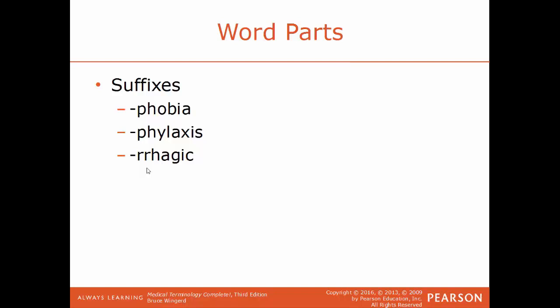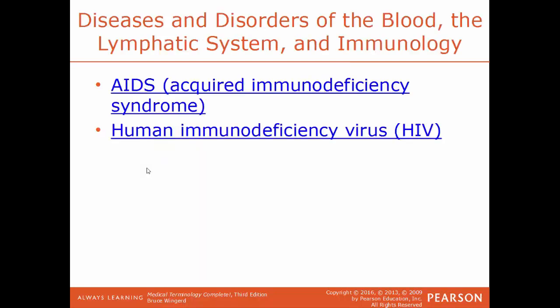If someone is hemorrhagic, they have the condition of having a hemorrhage, which is the bursting forth of blood. Now I'll talk about some specific diseases of the blood, of the lymphatic system, of the immune system. AIDS, the acquired immune deficiency syndrome.